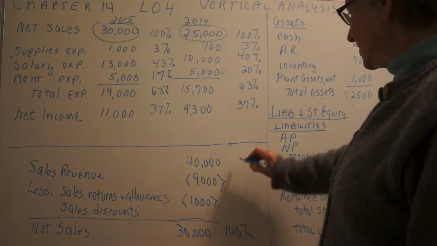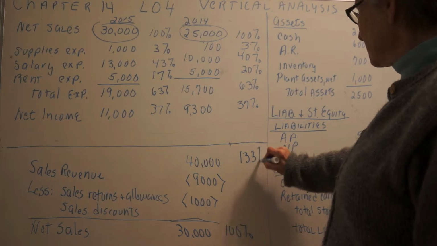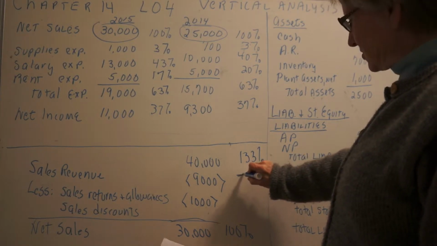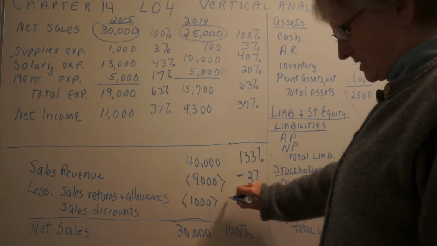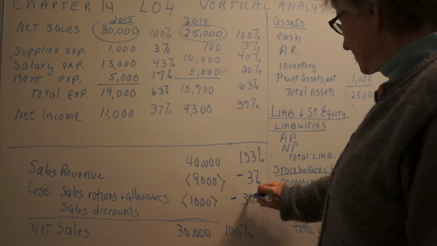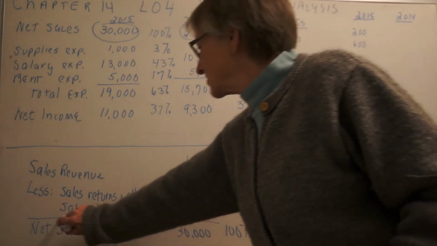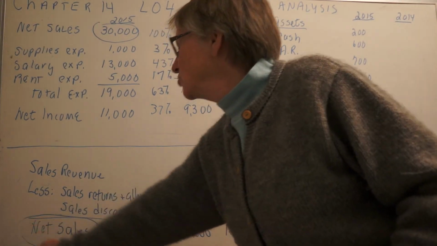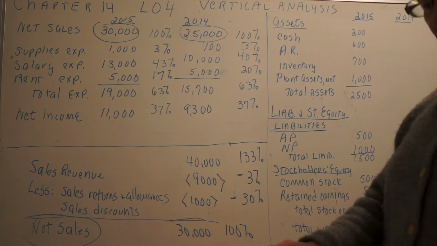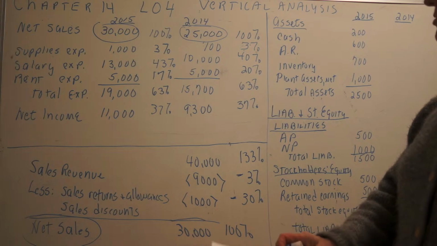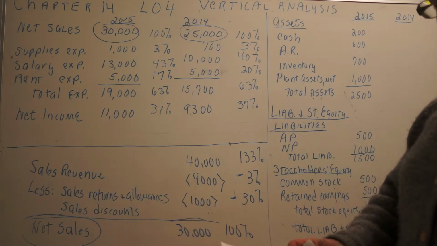And if you're doing these out, this ends up being 133% of net sales, and then this is minus 3%, and that is minus 30%. Okay? So this net sales, and I don't think too much of your homework does it, but it may be some of it. Okay, so that's your vertical analysis on the income statement.